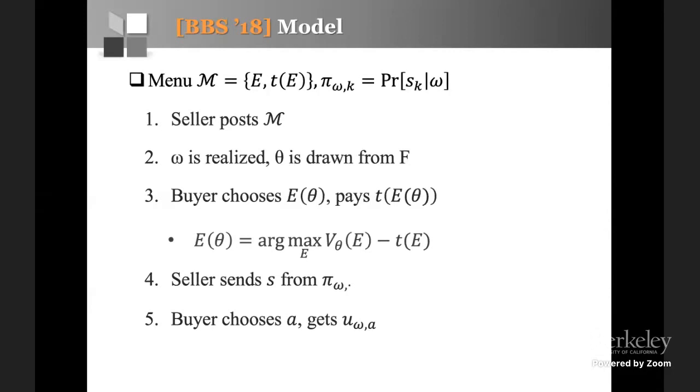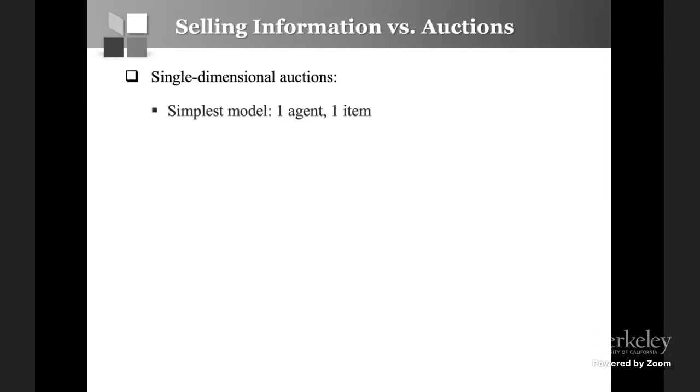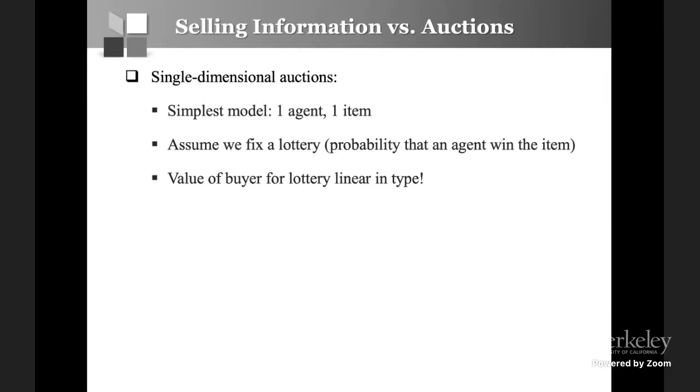she took. Now, I want to point out a crucial difference between selling information and selling items. Let's consider the simplest auction setting where the seller wants to sell an item to a single buyer. Now, assume that the seller has fixed the probability that she gives the item to the buyer. Then we can see that the value of the buyer for this lottery is linear in her private type.